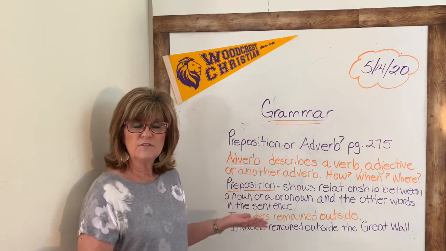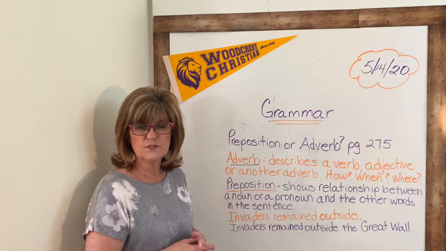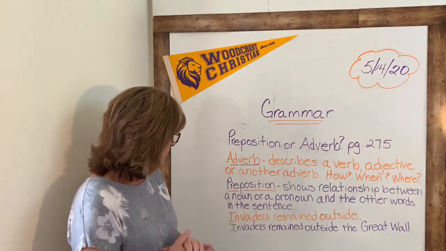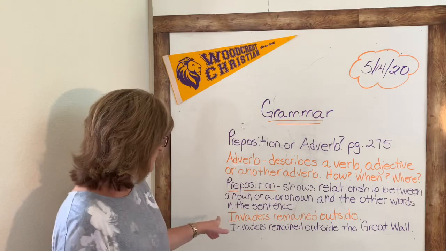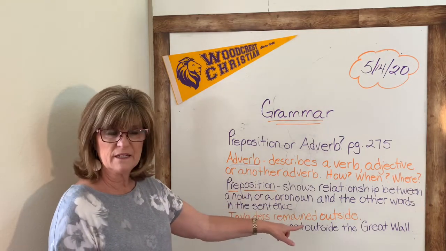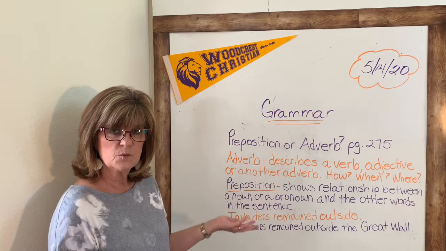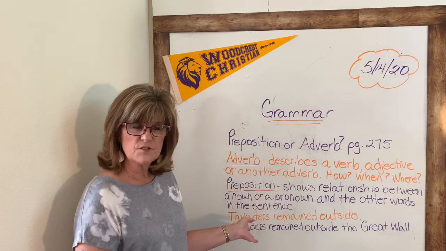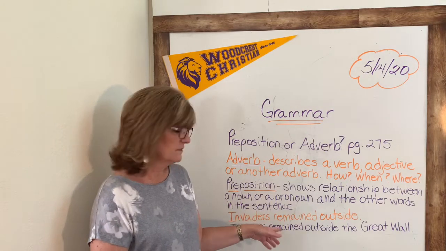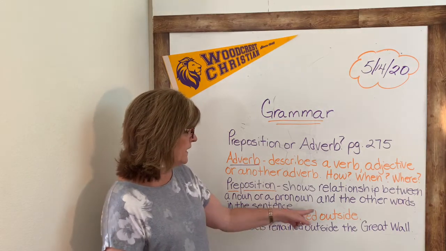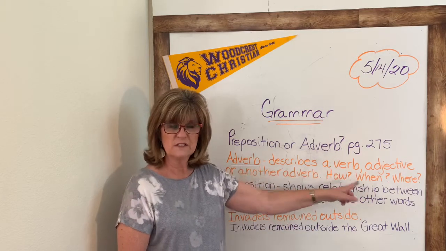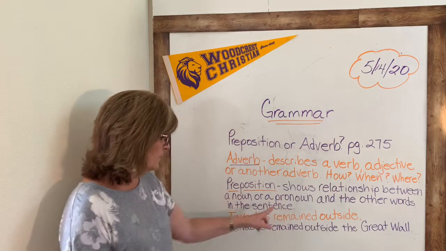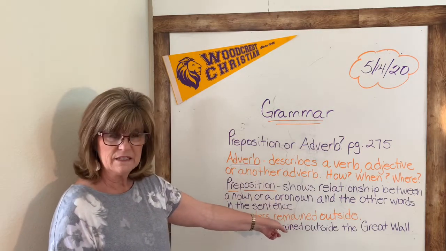So how do you know if a word is being used as a preposition or an adverb? That's what we're going to look at today. If you look at the first sentence I have here, it says, "Invaders remained outside." So the subject of this sentence would be what? It would be invaders, right? What did the invaders do? They remained, okay? And then where did they remain? They remained outside. Outside answers the question where. It's an adverb describing remained.